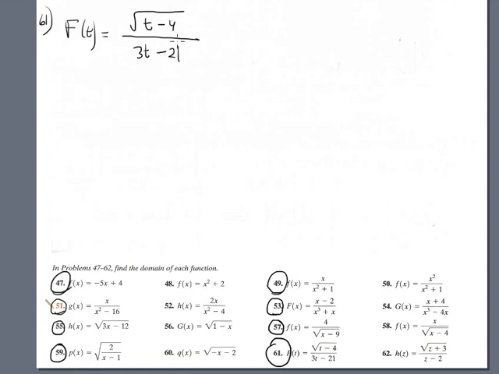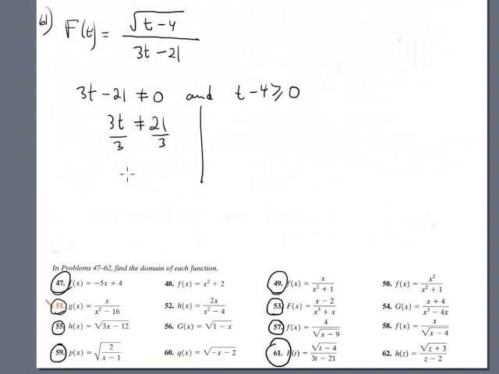In this case we see we have a radical and we have a fraction. So the denominator must be different to 0, and the radical, t minus 4, must be non-negative. And we solve this compound inequality separately. This is 3t must be different to 21, divided by 3 on both sides. t must be different to 7, and t is greater than or equal to 4. So the domain is t must be different to 7 and t greater than or equal to 4.